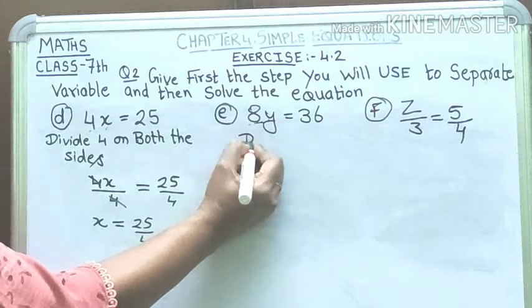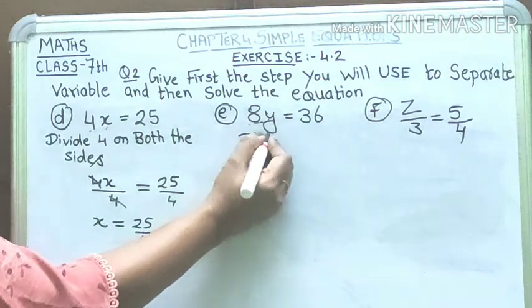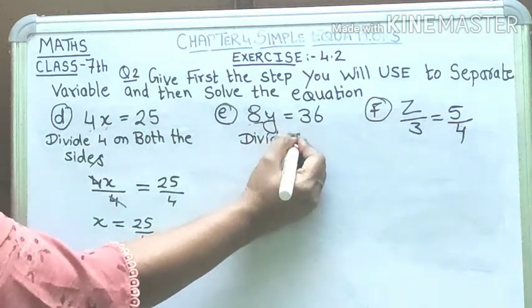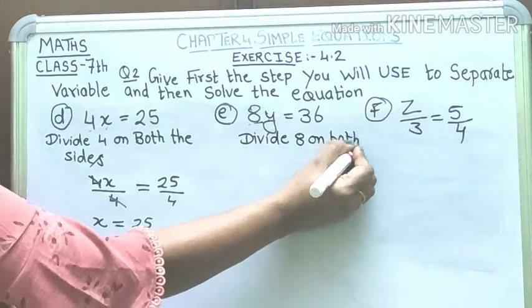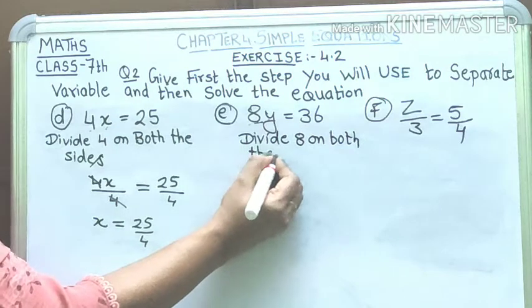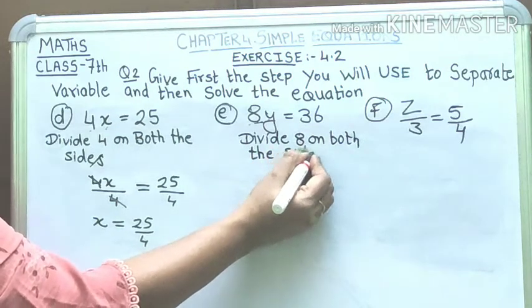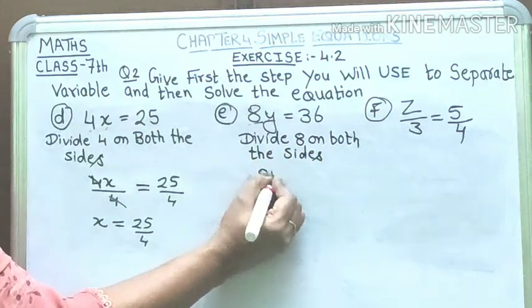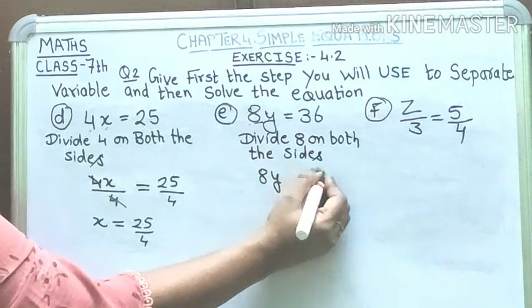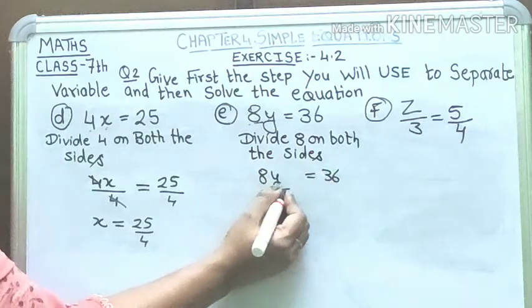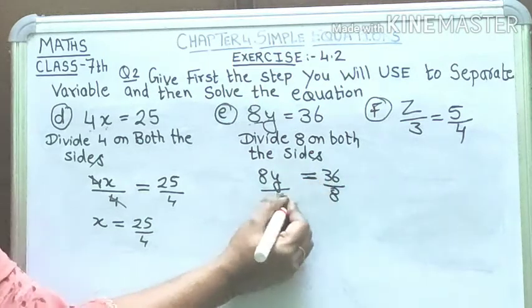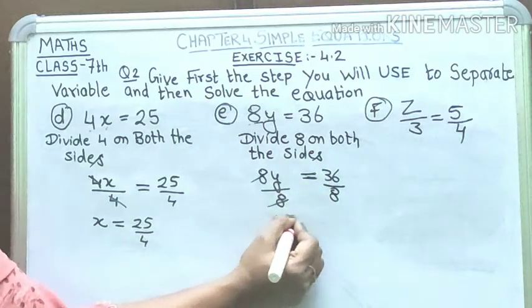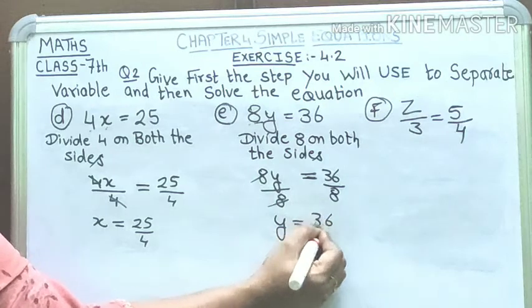So by dividing, divide 8 on both the sides. Okay. Now 8y is given equal to 36. We have to divide. Divide means upon 8, and here also upon 8. 8 and 8 cancel. y is remaining. y is equal to 36 upon 8.